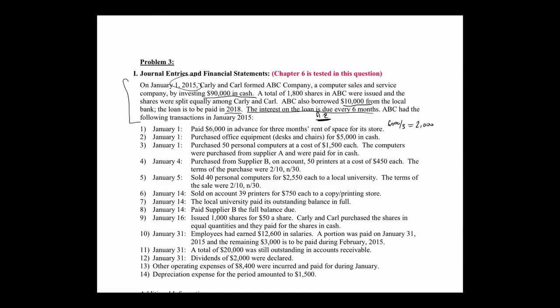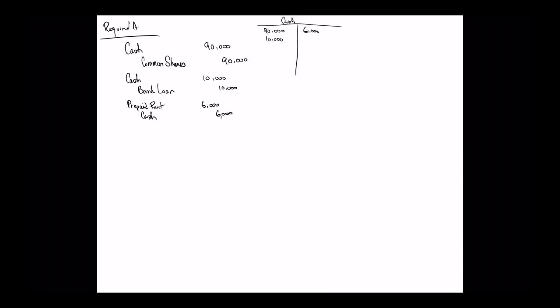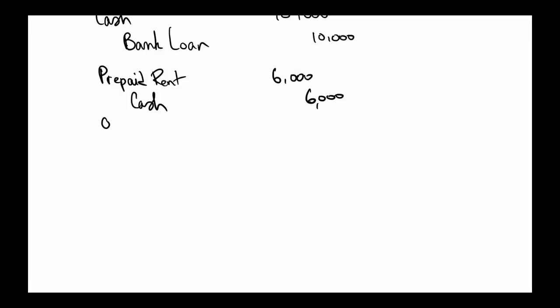Two, purchased office equipment for $5,000 in cash. So we're going to debit office equipment, credit cash for $5,000.